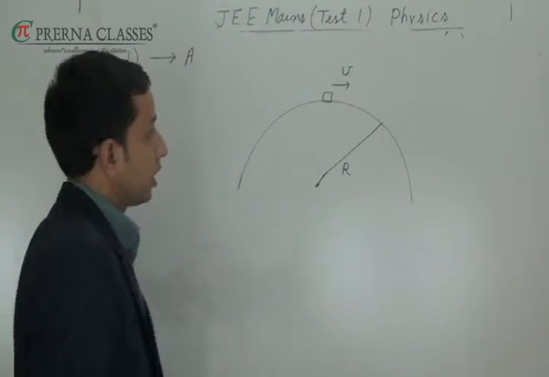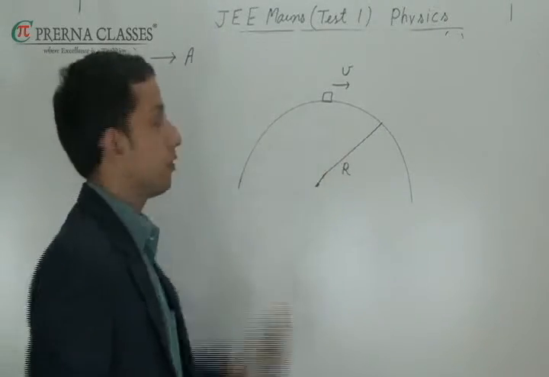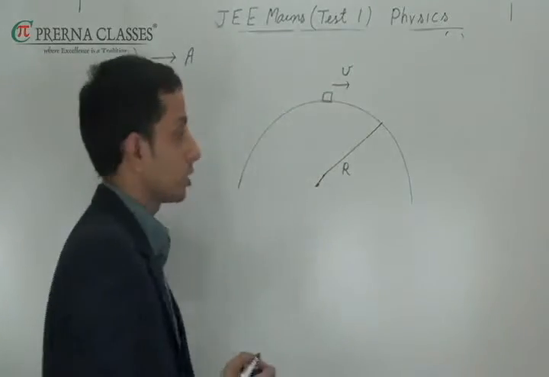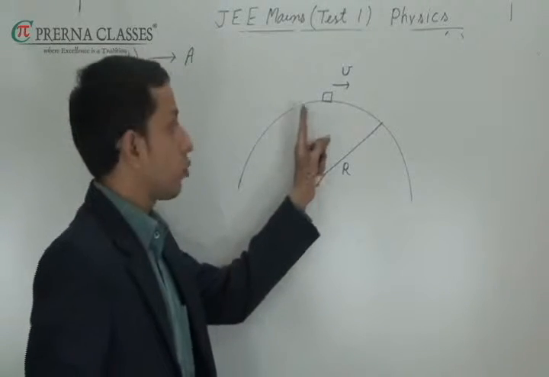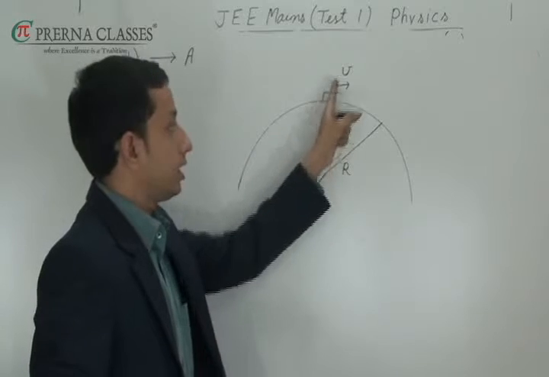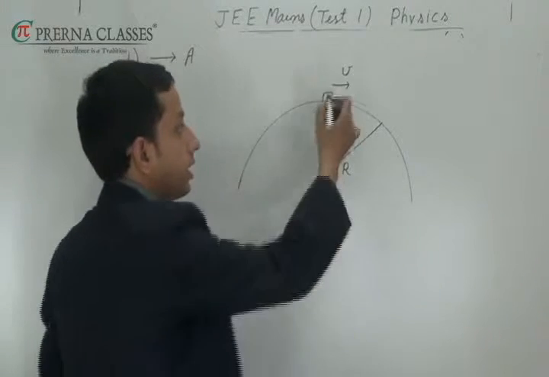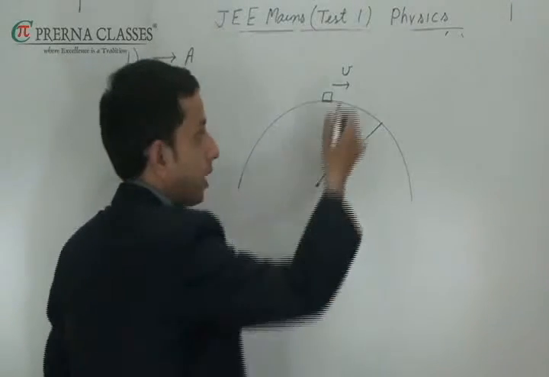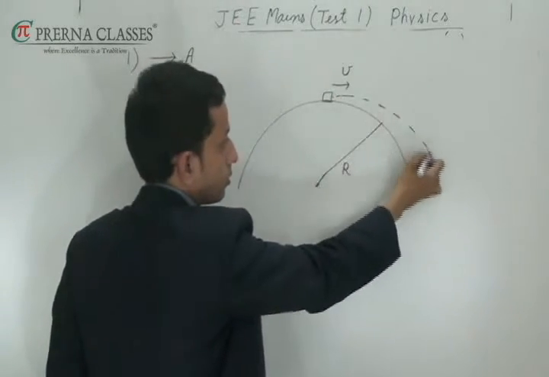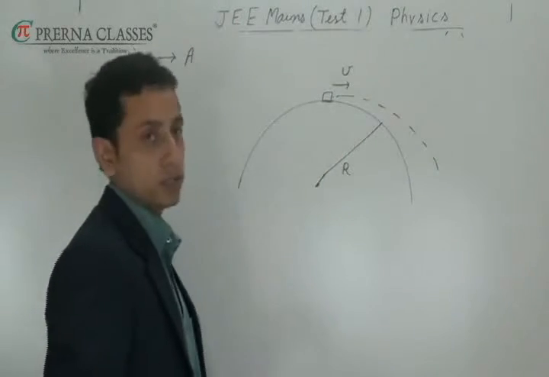Question number 1. In this question we have a hemisphere. On that hemisphere we have an object kept. The radius of the hemisphere is given, r. The question is, what minimum horizontal velocity has to be imparted to the object so that it will not slide on the sphere but will directly jump from the sphere? So we have to find the minimum velocity for that.